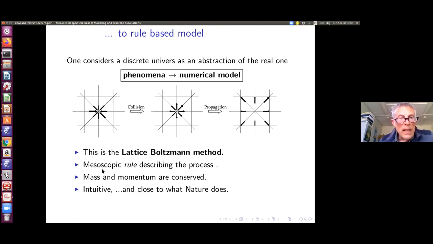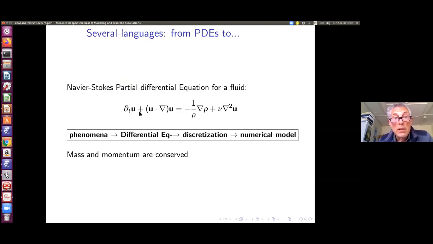So as I said, the key point which makes this a good candidate as a fictitious microscopic universe is the fact that you have the right conservation laws, as in nature. And I guess you probably find this picture more intuitive than this equation, I hope.